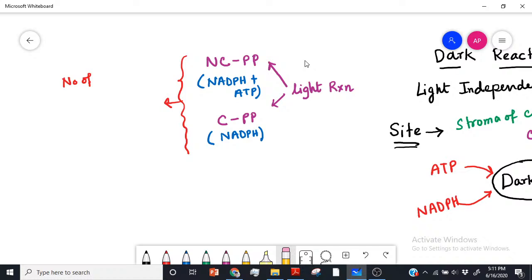ATP is produced in both. Okay. Then what about NADPH? Not NADPH. So where is NADPH produced? In which reaction is NADPH produced?